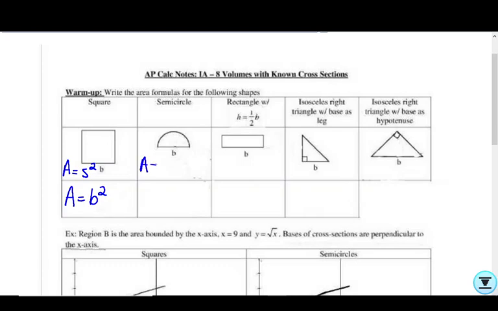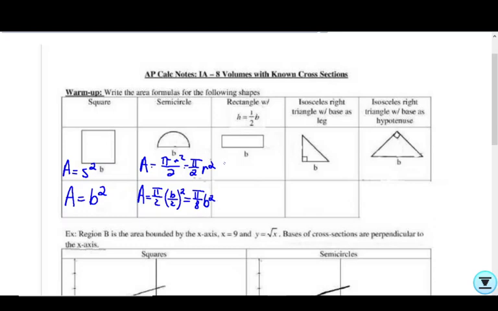Same thing for the semicircle. Normally it would be pi r squared over 2, or you could write it as pi over 2 times r squared. Now in this case though, for this semicircle, the area is going to be pi over 2 times b over 2 squared, because the base is the diameter, so the radius is 1/2 b. And when you simplify, you get pi over 8 b squared, because b over 2 squared would be b squared over 4 times pi over 2, which would be pi over 8.